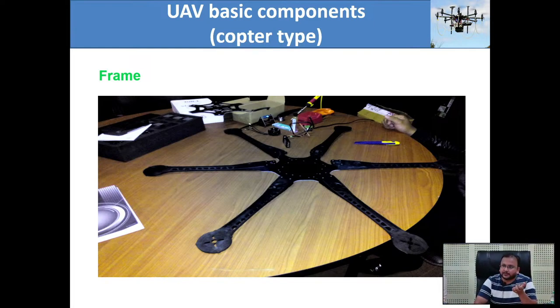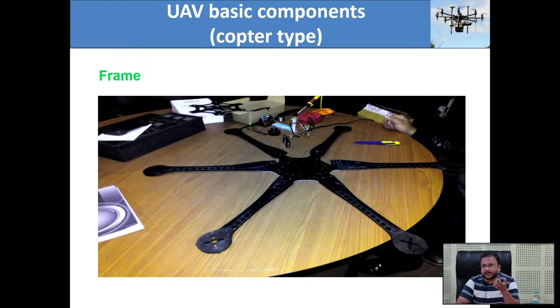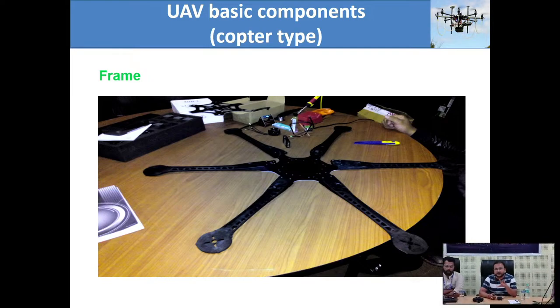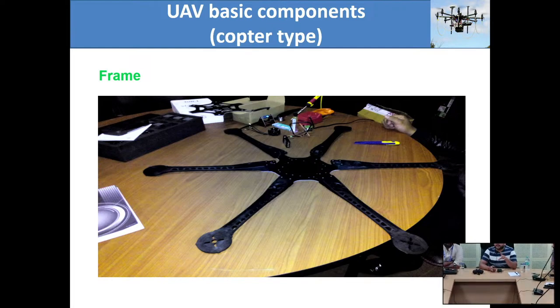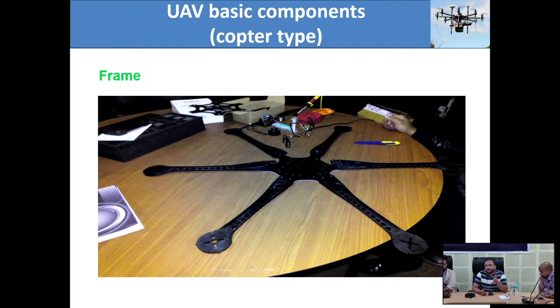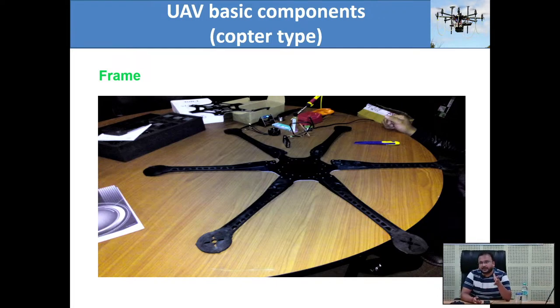high strength also. Are you aware of any material which is lightweight and at the same time has good strength? Okay, maybe you have not heard. It is called carbon fiber material. These arms that you are seeing, and most of the copters you see, are made of carbon fiber. This material is very much used in the aerospace industry. It is not only for drones, but for aeroplanes and rockets, everywhere. It is very lightweight and gives very high strength.